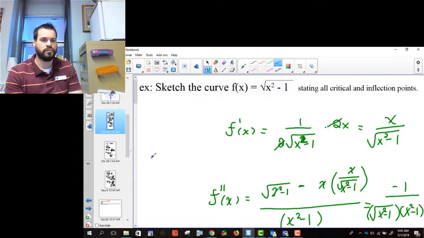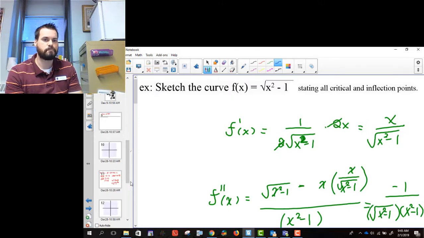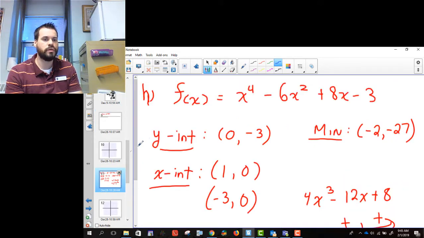Okay, and so there's lots of different examples to do, and we're going to do more of them. But I think I'll just leave it there in terms of the concept.